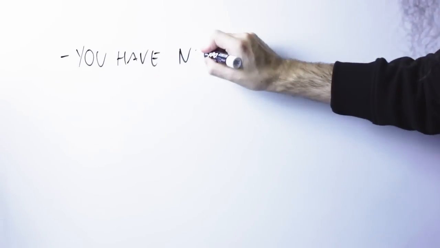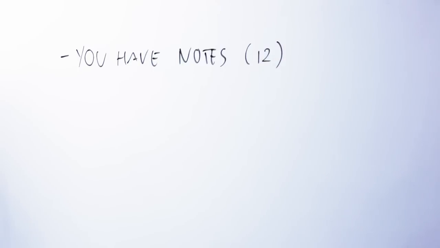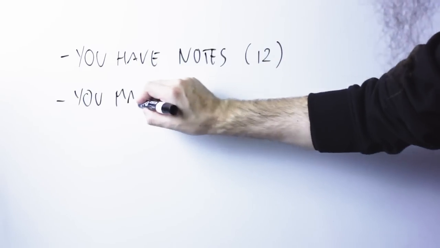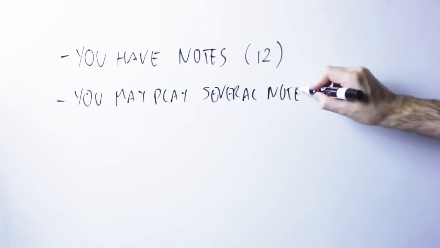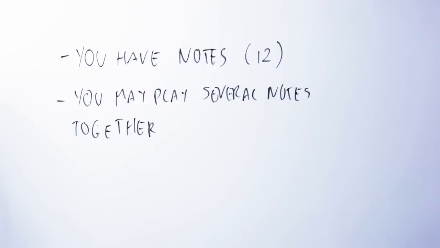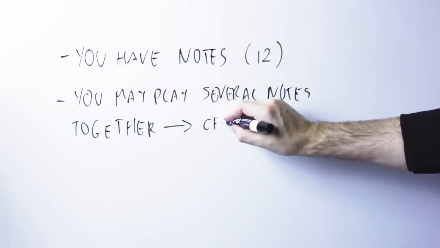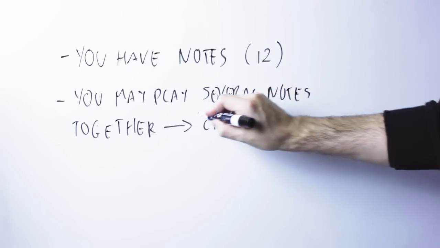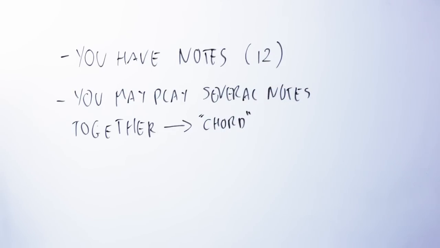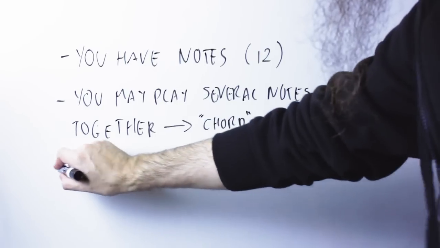Listen, you have several notes. You have 12 notes in total that you can play. In many situations in music, you play several of those notes at the same time. Whenever you play a group of notes at the same time, we call that group a chord. Some chords are really nice. Some other chords are less tame. But they're all chords, okay?